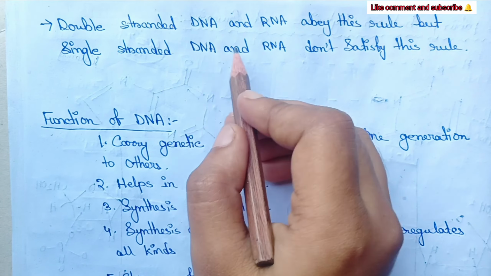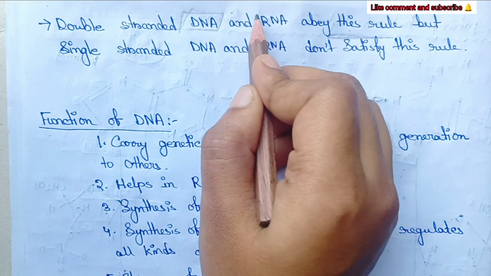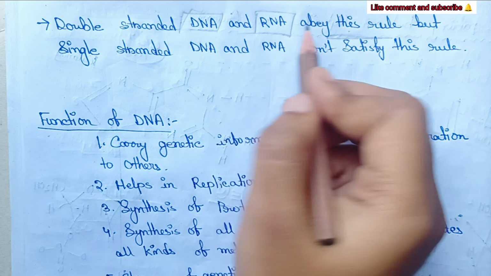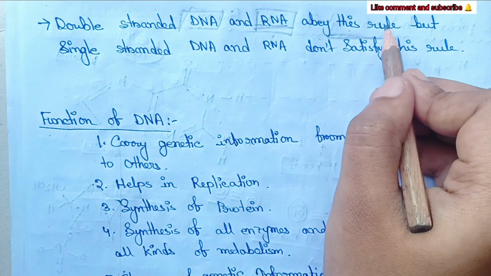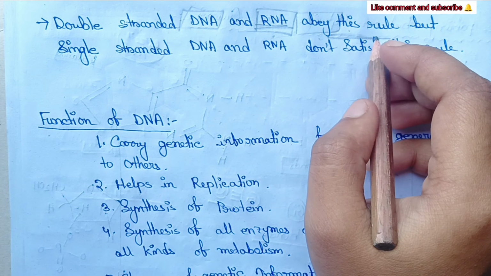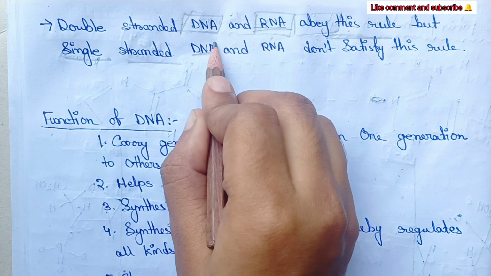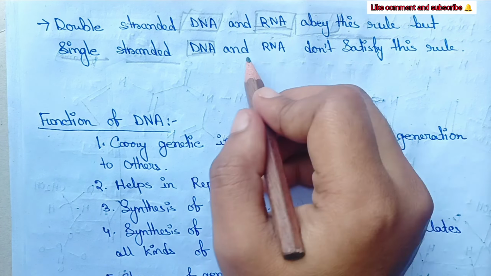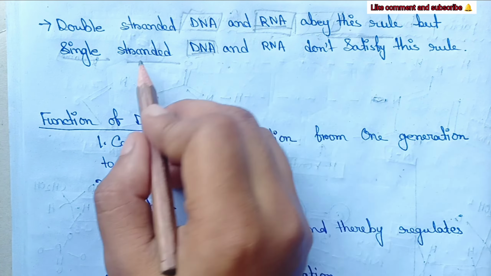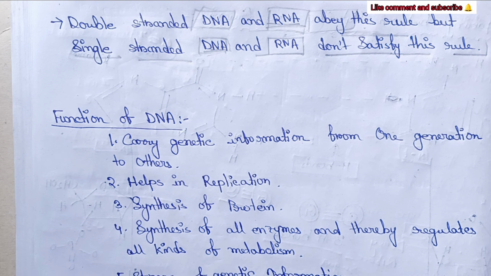So the last point: double stranded DNA and RNA obey this rule. When they are formed double stranded, they obey this Chargaff rule. But if the DNA is single stranded, or when it replicates and the base pairs break down, or in the case of single stranded RNA, they do not satisfy this rule.